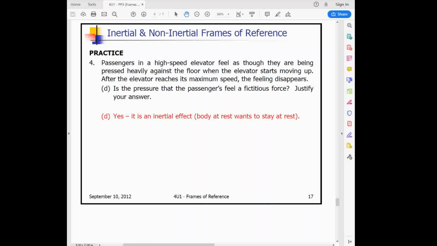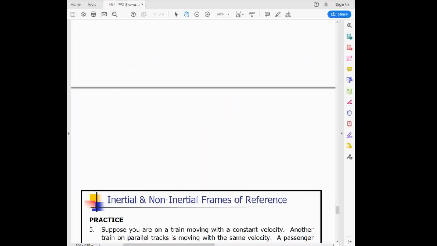So is the pressure the passengers feel a fictitious force? It's an inertial effect. It's an effect of the body wanting to stay at rest. This is Newton's first law. A body at rest tends to stay at rest. A body in motion tends to stay in motion. So it's that inertial effect that causes that. It's not a real force.